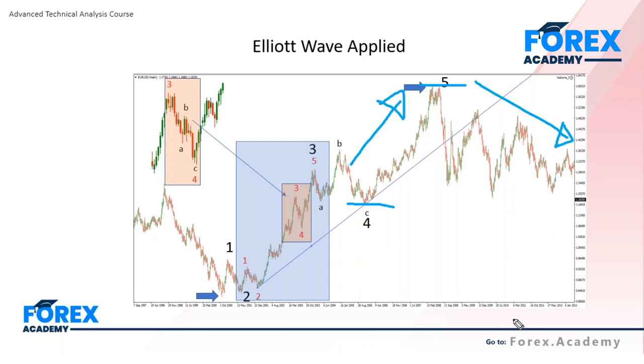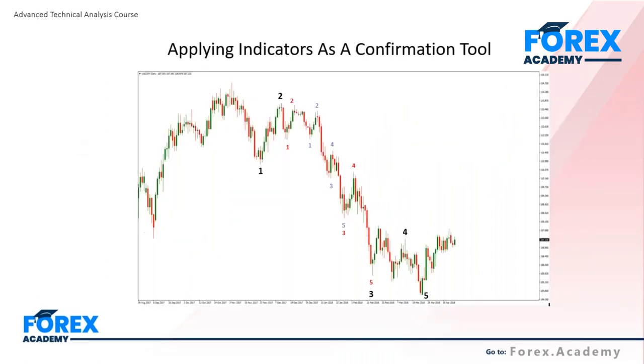Very powerful tool, as I mentioned earlier, in terms of assessing conditions with respect to the trend. Let's look at how we can further enhance our evaluation of the market by applying indicators as a confirmation tool. What you see in front of you is a key downtrend that has been labeled, if we just look at the primary labeling in black, 1, 2, 3, 4, 5.